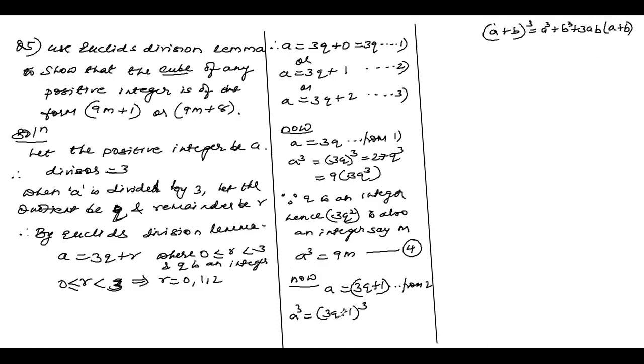So in place of a, what is here? 3q. In place of b, what is here? 1. So what will come as the expansion, beta? (3q) the whole cube, plus 1 cube, that is b cube, plus 3ab: 3 into 3q into 1 into (3q plus 1). Got it? And what will I get here, children? 27q cube plus 1 plus 9.